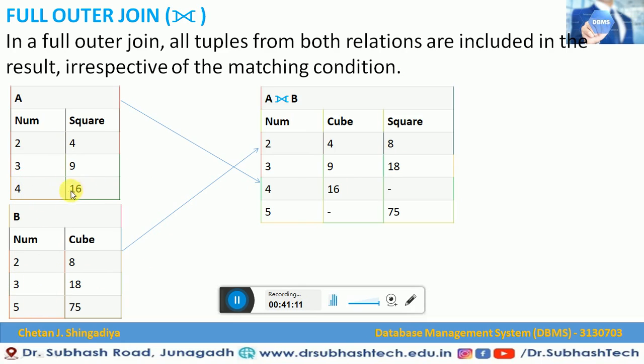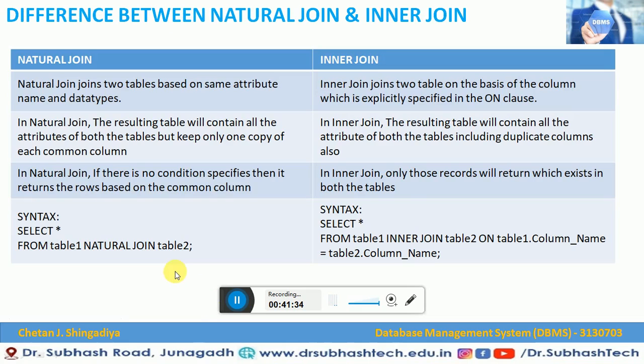But that record number 4 is not available in table B, so that value is represented by a dash because there is no matching tuple. Similarly with 5, there is no matching tuple in table A, so that will be represented by a dash or a null value. So this is a simple understanding of full outer join in relational algebra.